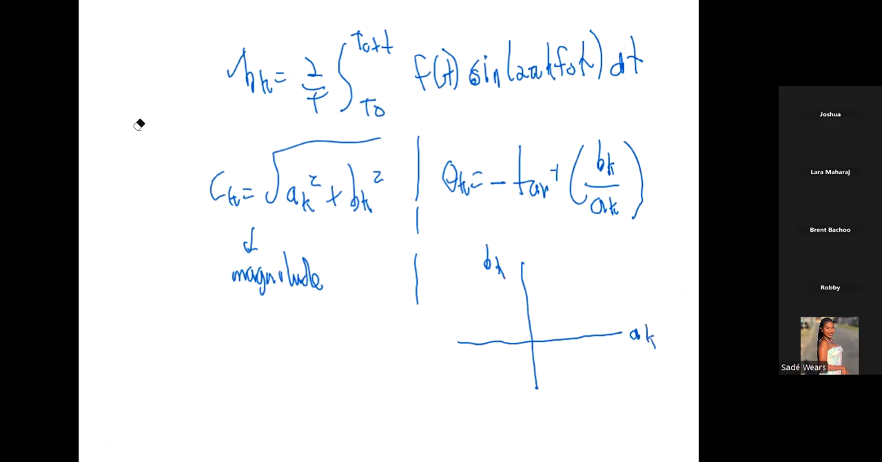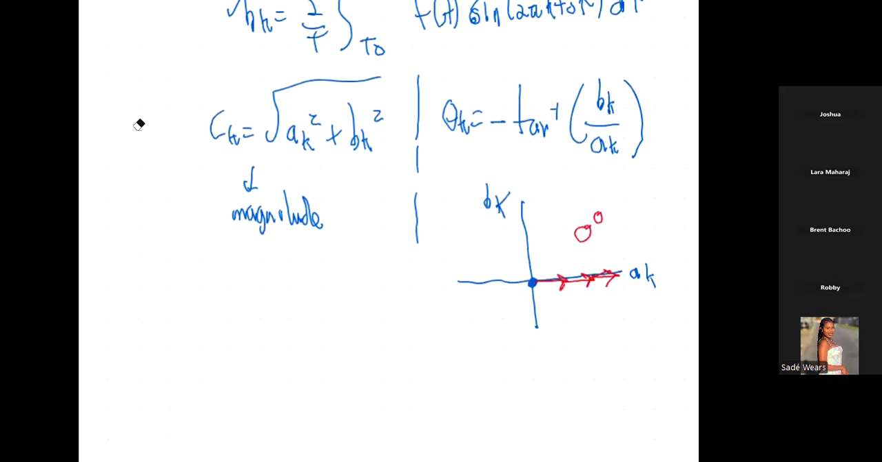But what I like to do, and an easy way to look at it, is this: BK and AK. For all your points, if all your BK values are zero, that means you only have AK values. So all your points are going to lie on the AK line. Different magnitudes, but they literally just stay on the AK line. So your phase is always going to be 0 degrees because it's not deviating from the x-axis. That is when BK is zero, which is basically when the function is even alone.